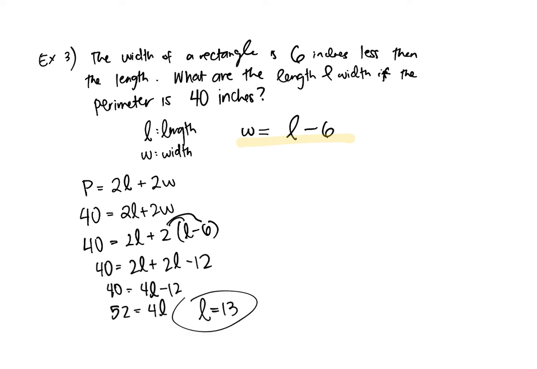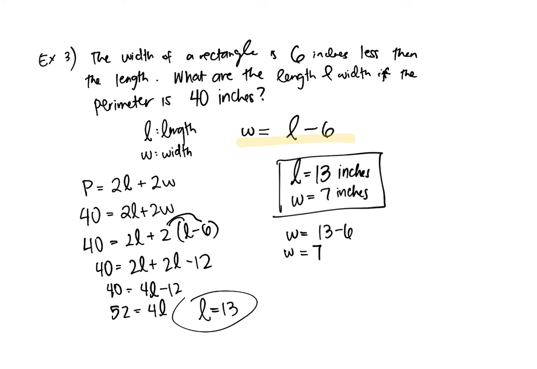So if L is equal to 13, I know the measurement, the units are inches, so the length is 13 inches. And if the length is 13 inches, the width is going to be 6 inches less than that, right? So the width, W, is equal to L minus 6. So 13 minus 6, which is 7. So we have W is equal to 7. And we always want to attach that unit right there, inches.